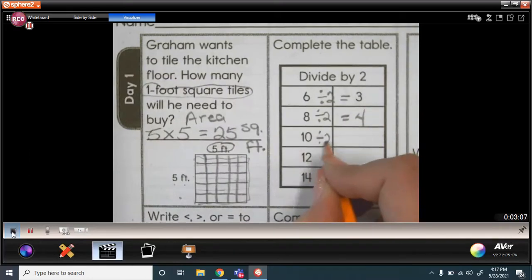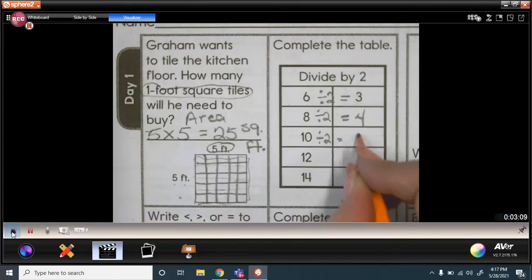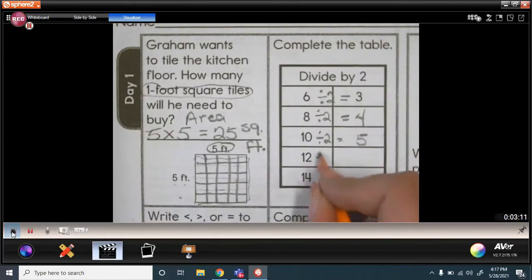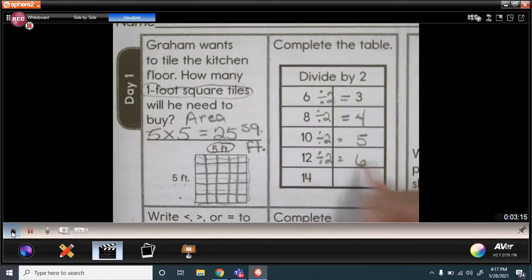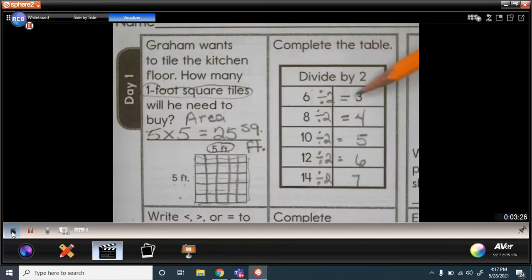10 divided by 2, right, is going to be 5. 12 divided by 2 is going to be 6. And finally, if I have 14, and then I divide by 2, that gives me 7. So in my pattern, you'll notice that 6 is half of 3. 8 is half, 10 is half, 12 is half, 14 half.